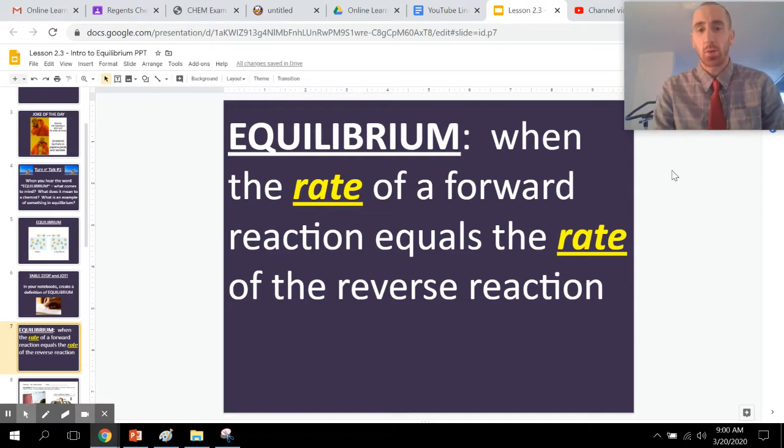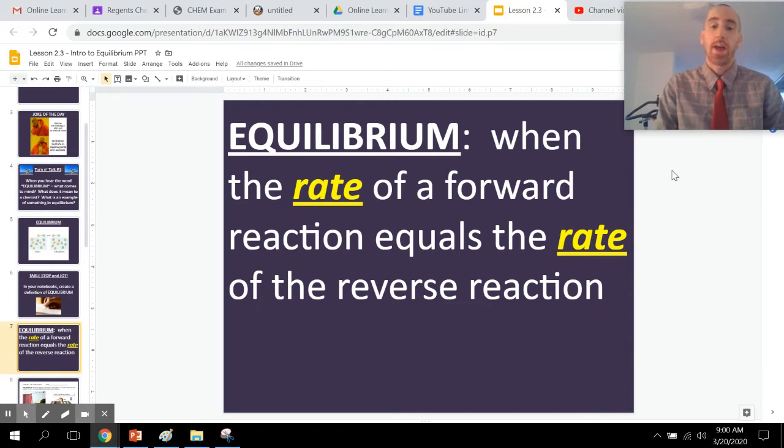So our definition of equilibrium in chemistry is this. You will absolutely need to know this word. This comes up on every single Regents exam. They will ask you to define it, or they will ask you to apply this definition. So to chemists, equilibrium is when the rate of the forward reaction equals the rate of the reverse reaction.